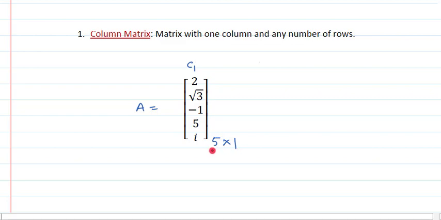But we are not bound with number of rows. Any number of rows may be there in a column matrix, but the number of columns must be only and only 1. In general, we can write a column matrix as A is equal to Aij, m by 1. Means if number of column is 1 only, then it is known as column matrix.